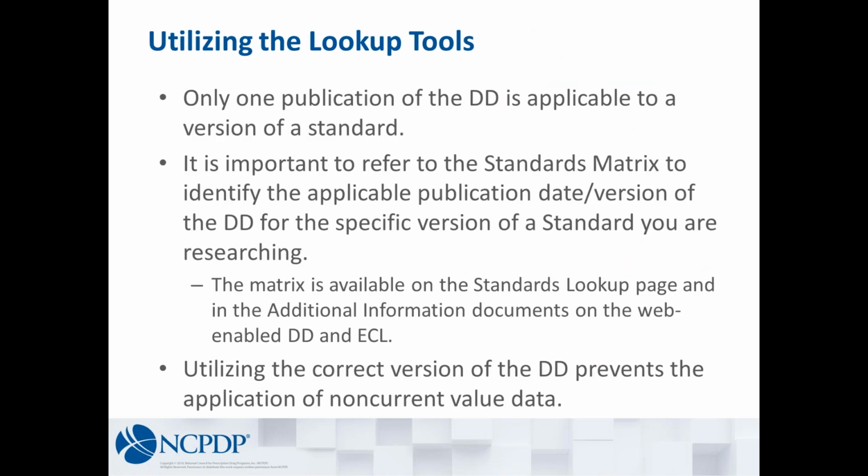So now we're going to move on to utilizing these lookup tools. One thing that is very important to be aware of is that there is only one publication or version of the data dictionary that is applicable to a version of a standard. It's important to refer to a publication called the Standards Matrix, which lists the applicable publication date and version of the data dictionary for the specific version of any standard you are researching.